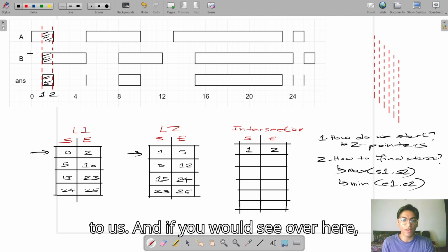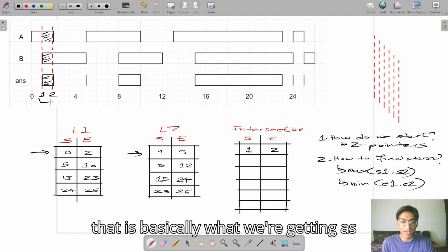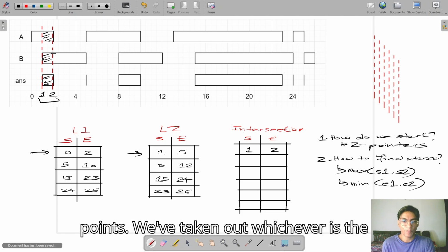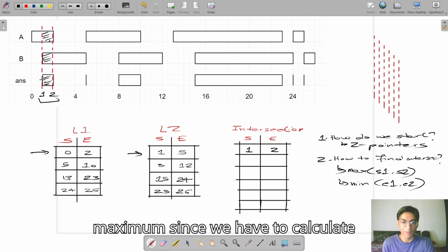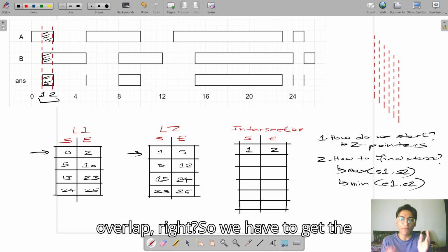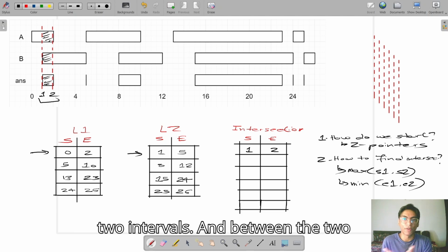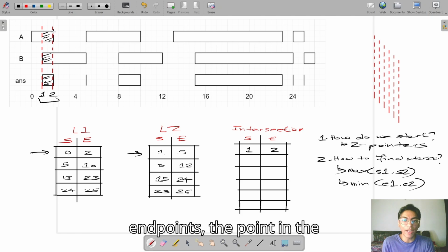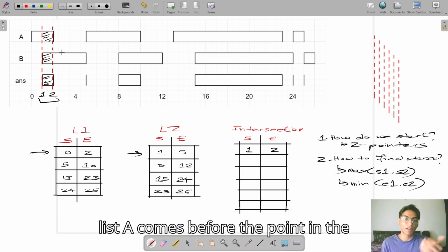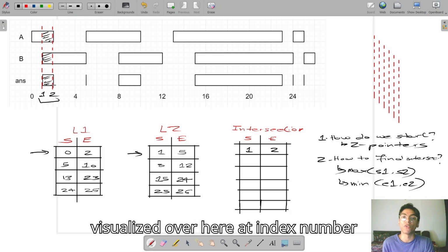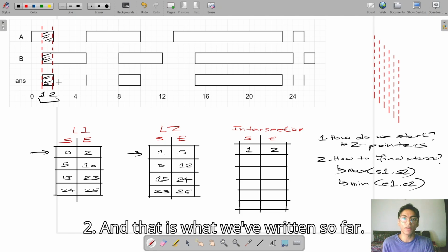And if you see over here, that is basically what we are getting as an answer. We've seen the two starting points, we've taken whichever is the maximum, since we have to calculate the overlap, right? So we have to get the overlapping area between the two intervals. And between the two endpoints, the point in list A comes before the point in list B. That is why we have the overlap visualized over here at index number 2. And that is what we've written so far.